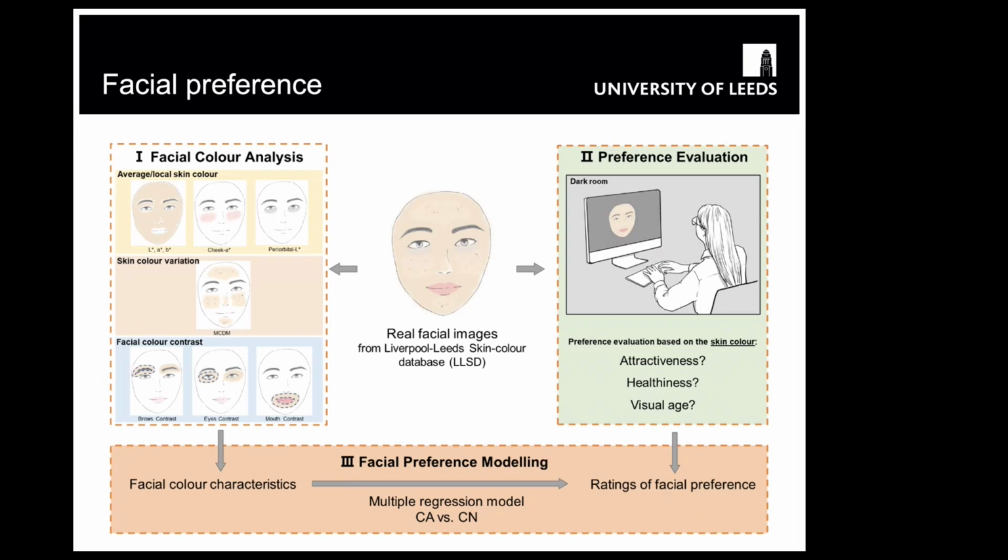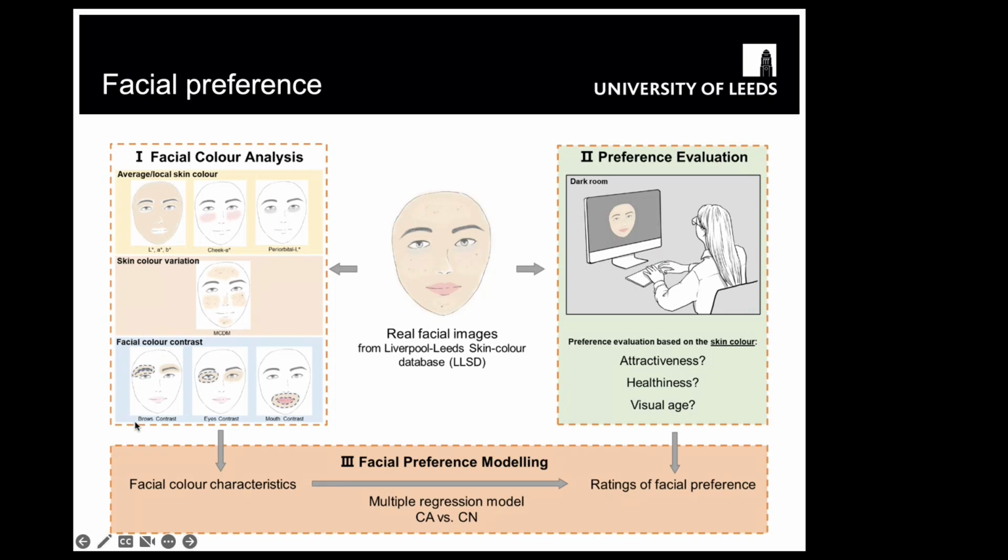Okay, what we're trying to do is investigate whether human skin color is going to affect your facial preference. The human skin color would include the average skin color, for example, or the local skin color, for example, your cheek color, your other skin color, the forehead color, for example. Okay, they also include the skin color variation. For example, the part of your cheek color, whether your skin color is very smooth or not.